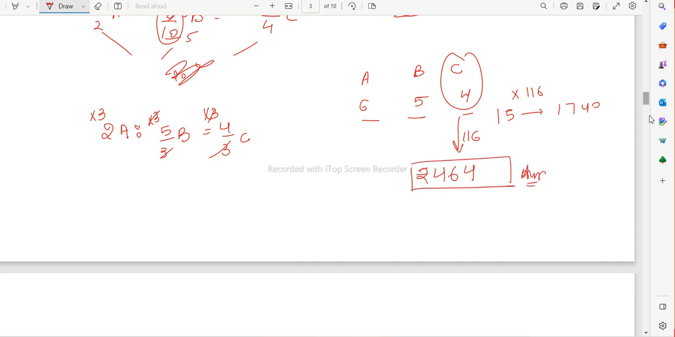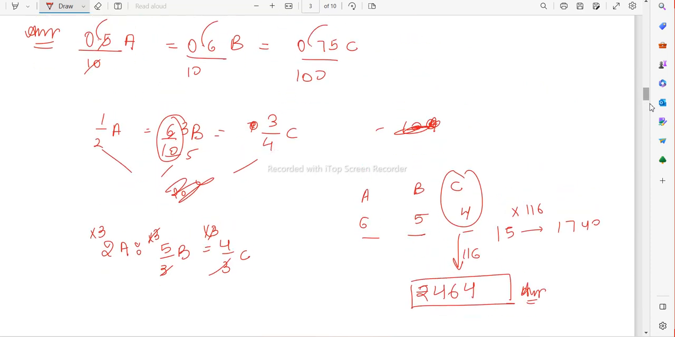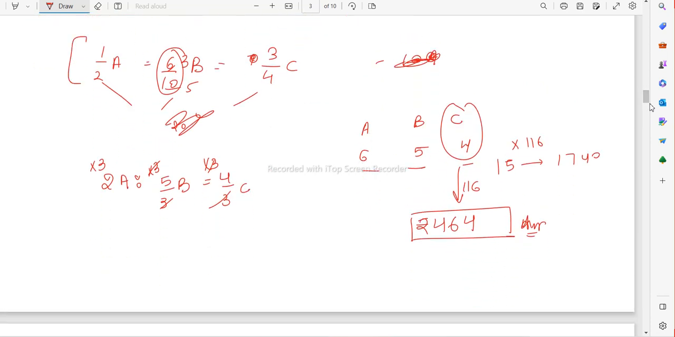Clear? Okay, so this is the way, whenever you find it in the fraction form, what you have to do is reversal.